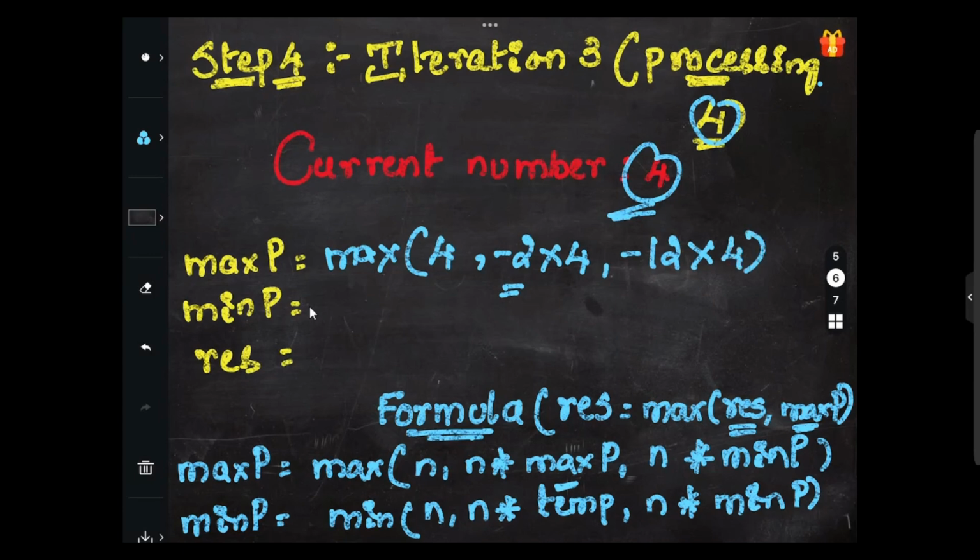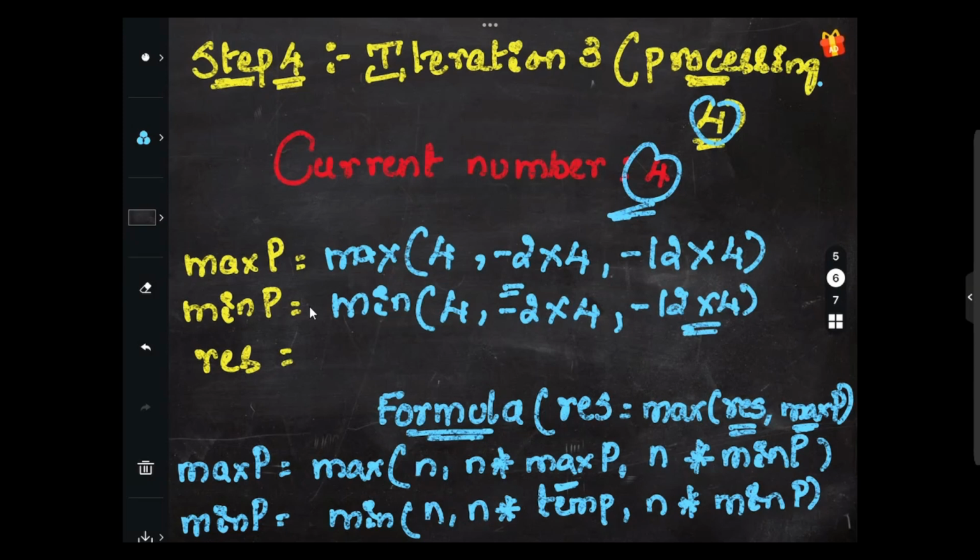Right? So I hope this is clear. This will be the min of the same thing: 4, comma, minus 2 into 4 here, and again minus 12 into 4 here. This is fine. So this will be 4 in this case, because we get 4 into 4, comma, minus 8, comma, minus 48, of which 4 will be the maximum. So here, minimum, we will consider minus 48 here, minus 48, right?